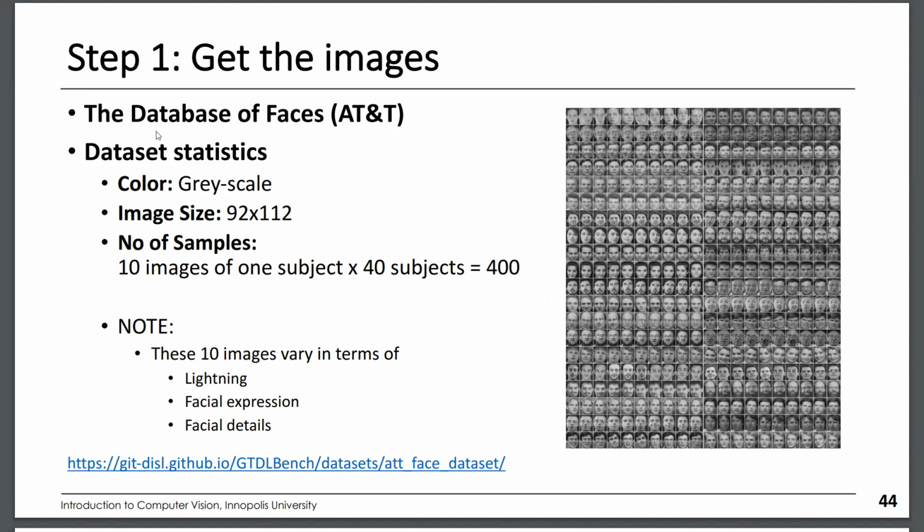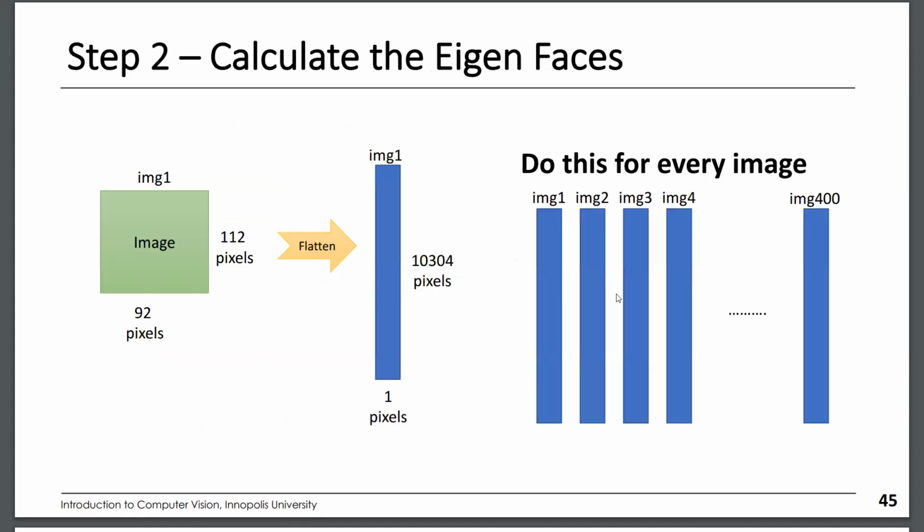So for step 1, they used a database of faces from AT&T, and the dataset statistics are: all images are in grayscale, image sizes are 92 by 120, and we have 10 images of each person and 40 people in general, so we have 400 images. Note these 10 images vary in terms of lighting, facial expressions, and facial details. Of course, some of them with glasses, some not, some rotated, some not, some smiling, some sad, and so on.